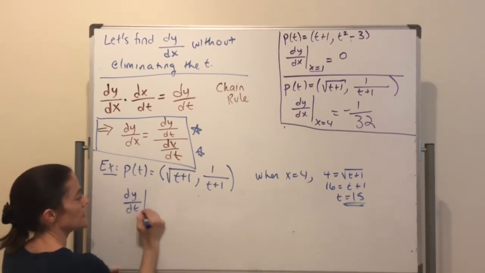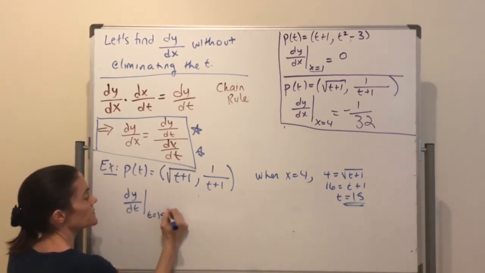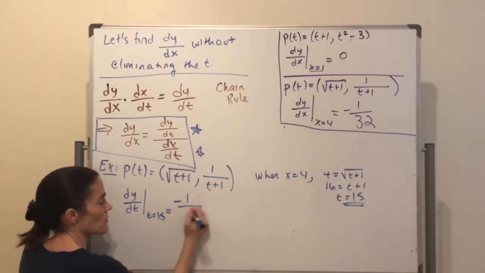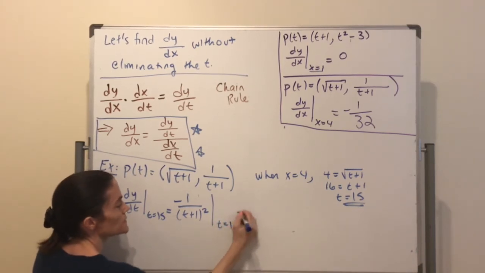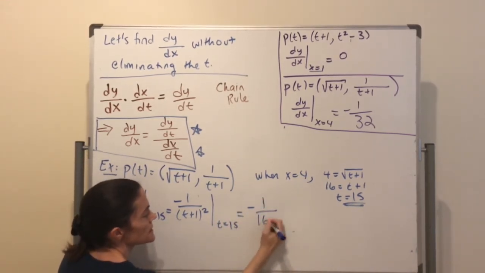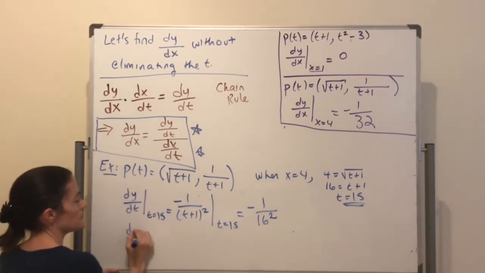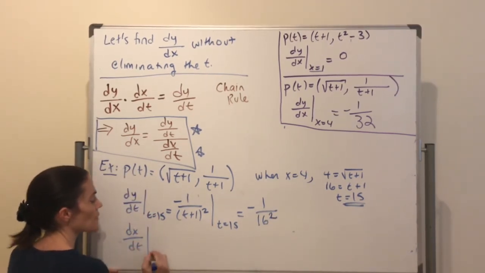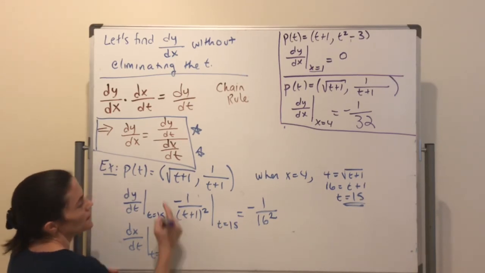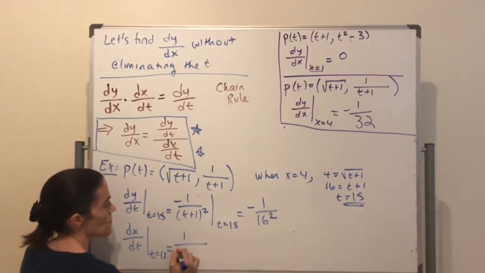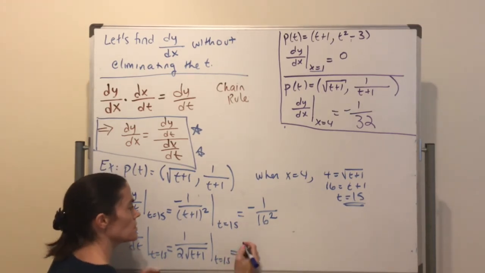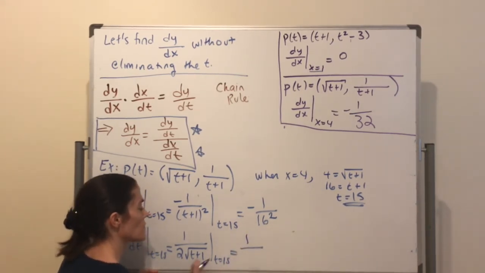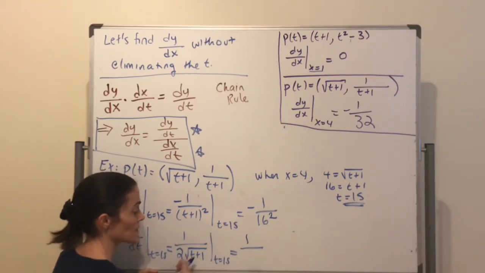dy/dt evaluated at t equals 15 is, well, we have this, evaluated at t equals 15, we get negative 1 over 16 squared. dx/dt evaluated at t equals 15 is like this, which is 1 over the square root of 16, which is 4, times 2, we get 8.